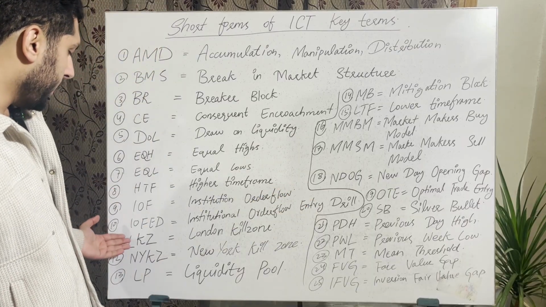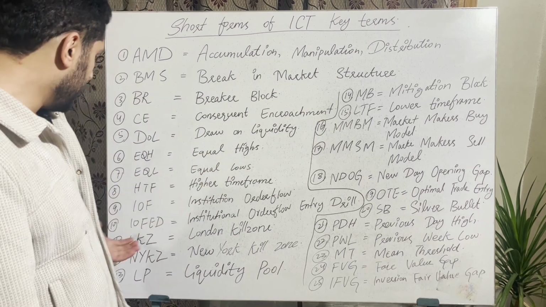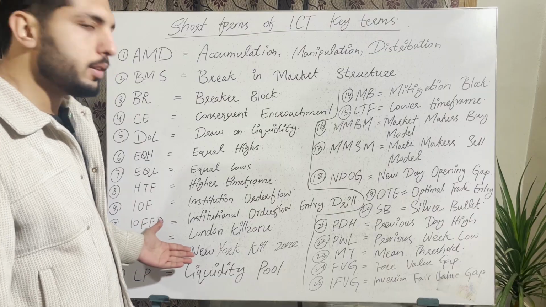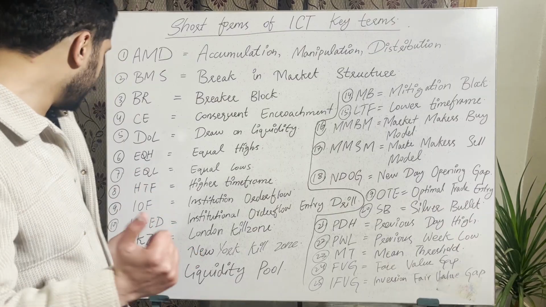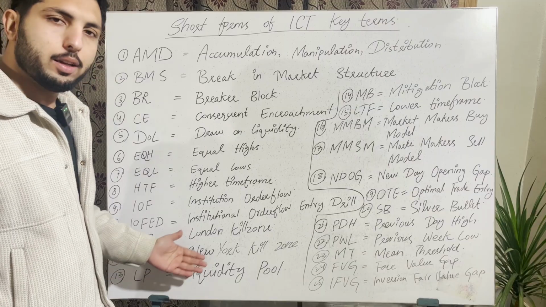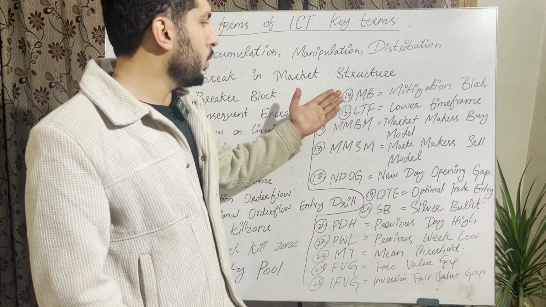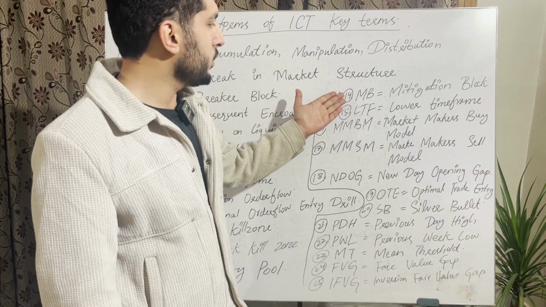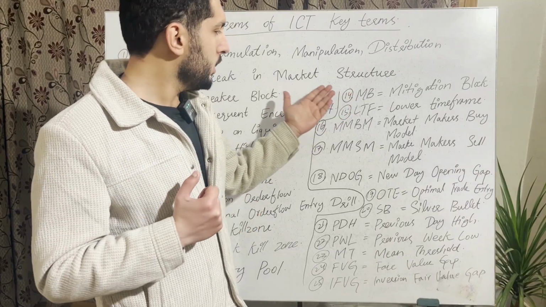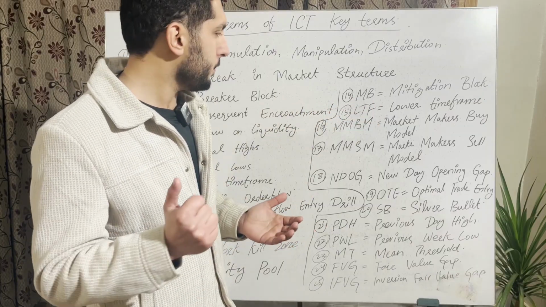Then there comes LKZ, which means London kill zone. Then there is NYKZ, which means New York kill zone. At 13 we are having LP, which means liquidity pool. So coming forward toward the 14th one, which is MB. MB means mitigation block. Then there comes LTF, which means lower time frame.